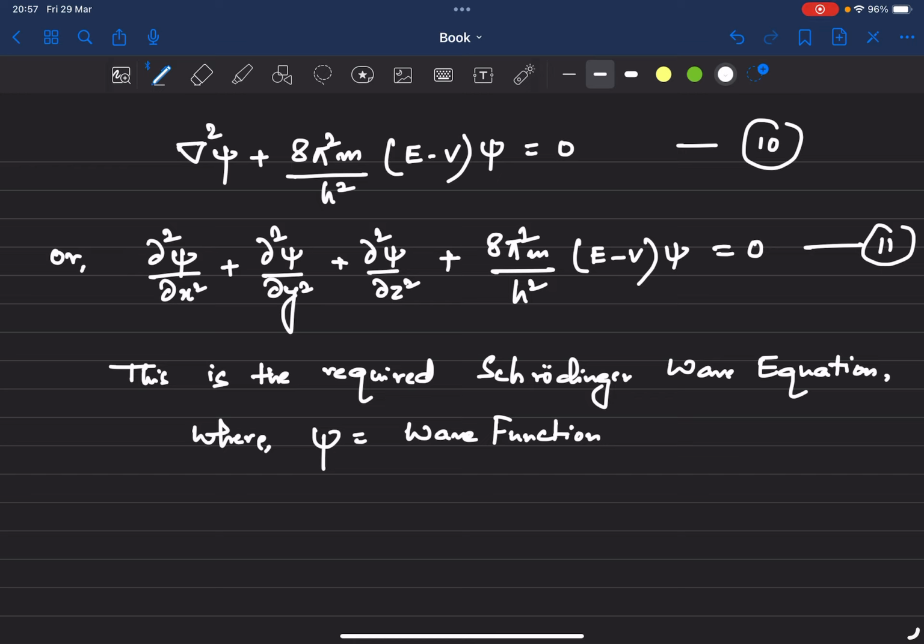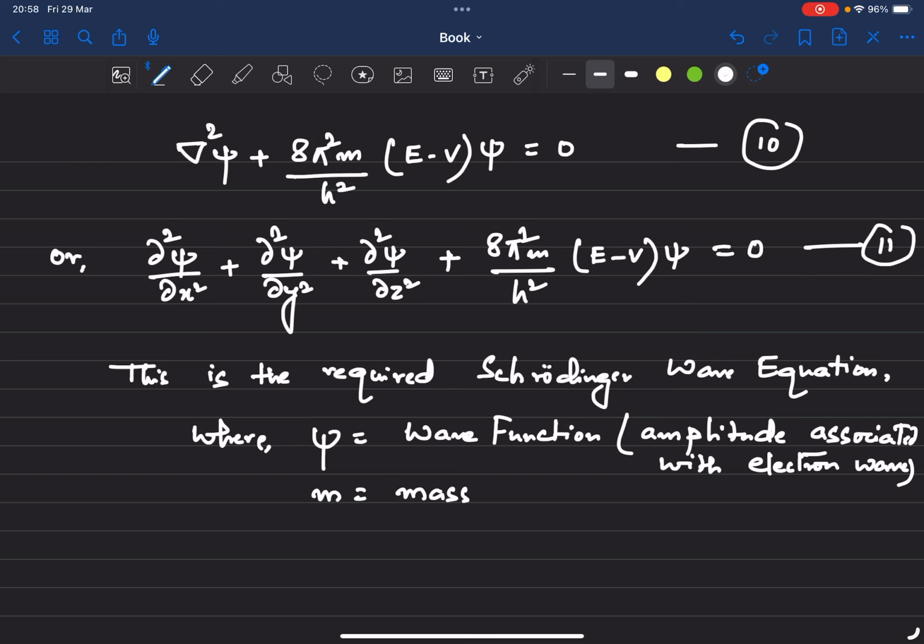And what does it define? It is the amplitude associated with the electron when it behaves as a wave. Now what is m? m is the mass of the electron. Remember, the only particle that we are studying here, for which we are deriving the Schrödinger wave equation, is the electron. So this mass will definitely be that of the electron.